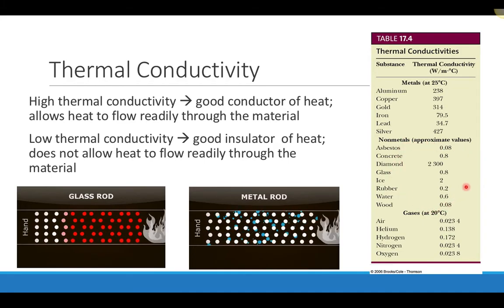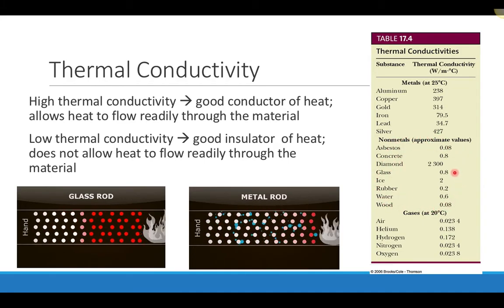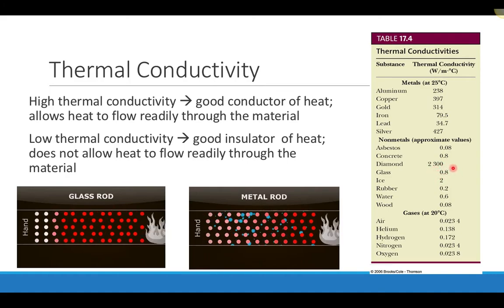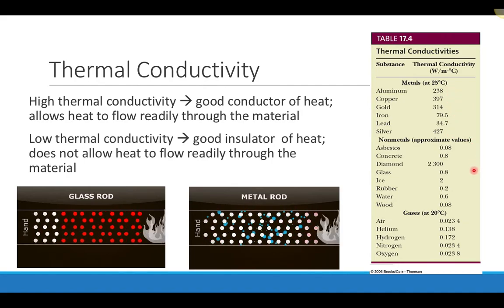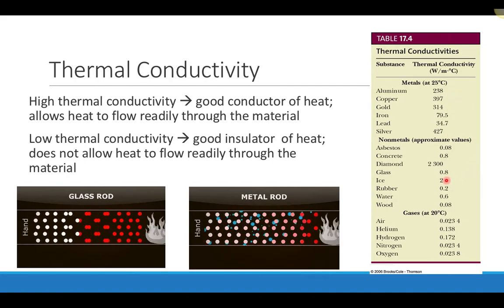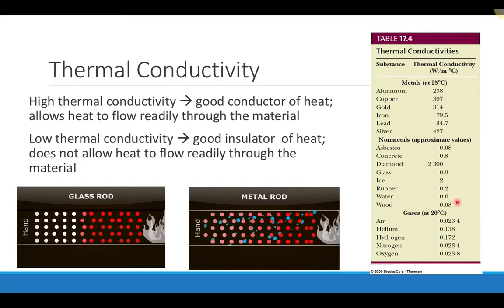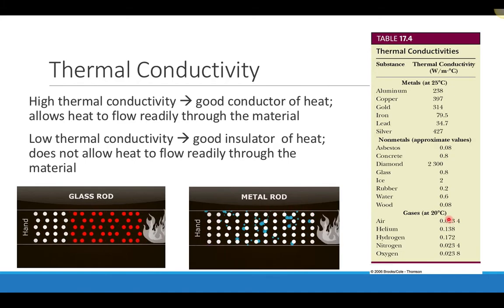We have some nonmetals down here. Here's glass. Glass is actually a pretty good insulator. If I compare its thermal conductivity, it's very low compared to the values for the metals. Ice is actually a pretty good insulator. And then we've got some other ones as well, wood, and then we've got some gases.